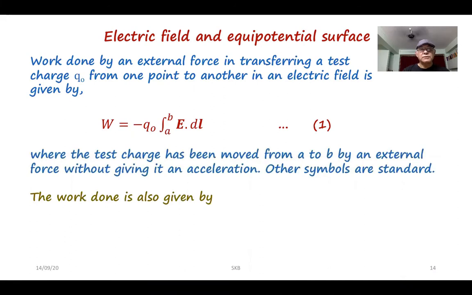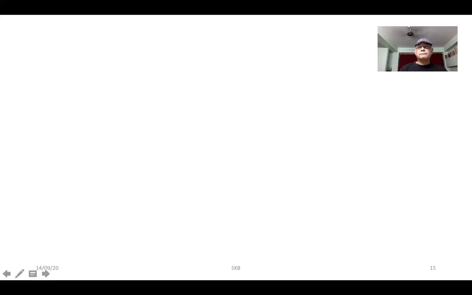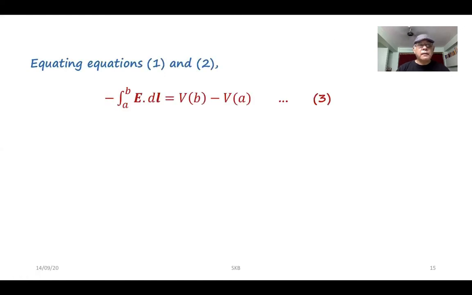The work done is also given by W equal to Q naught multiplied by, within bracket, V at B minus V at A, bracket close. This is equation 2. Here, V at B and V at A denote the potentials at B and A respectively. Equating equations 1 and 2, we have minus integration A to B E dot dl equal to VB minus VA.